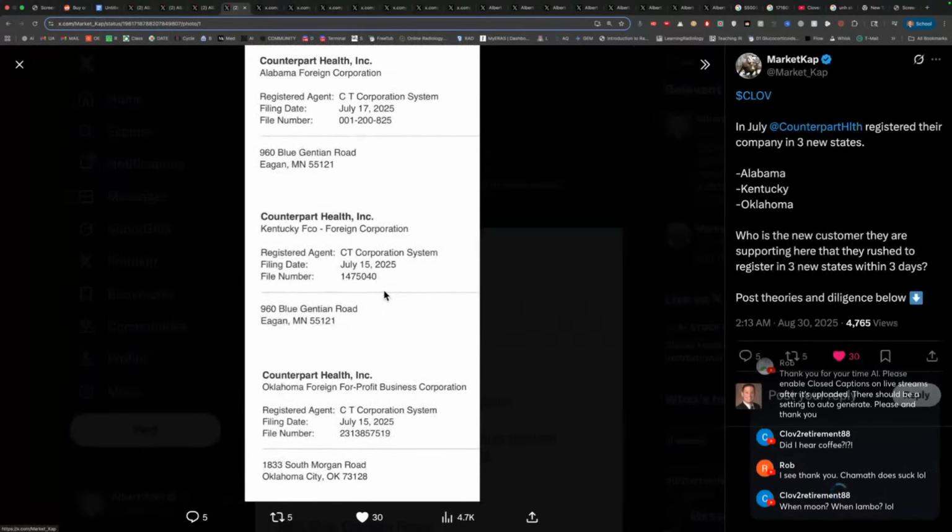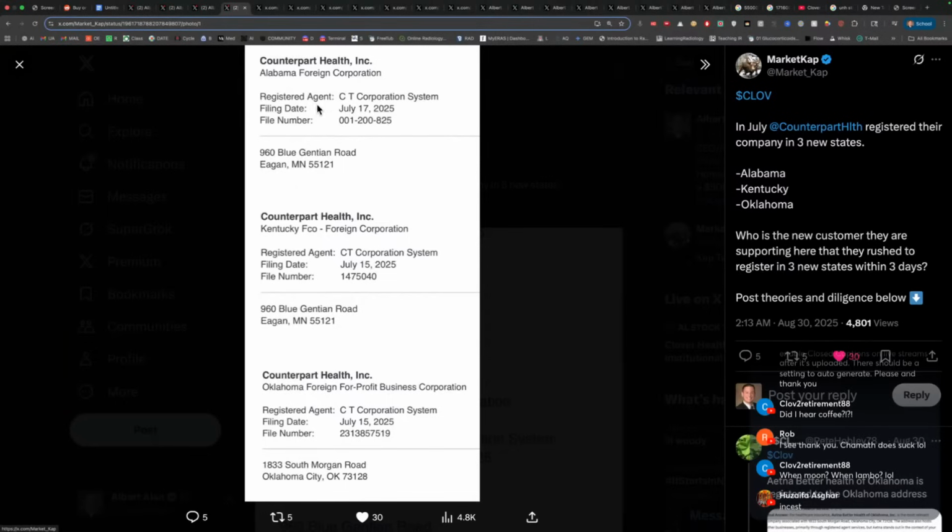Also, Market Cap posted this. More Alabama stuff. We got Alabama, Kentucky, and Oklahoma. So what is in these places, and why is Counterpart being registered in these areas? I mean, they did say the pipeline is strong. I'm seeing the comment section, but I can't read it. I don't want any problems with YouTube.